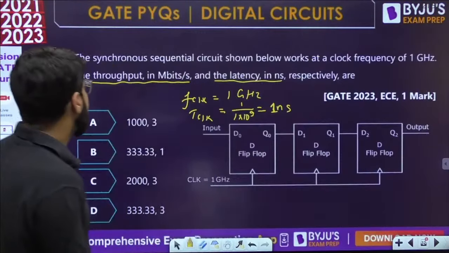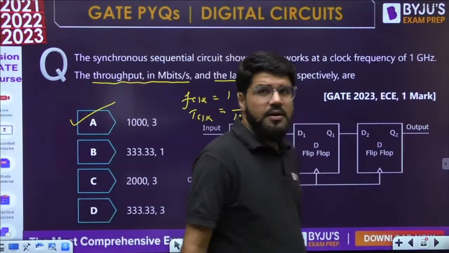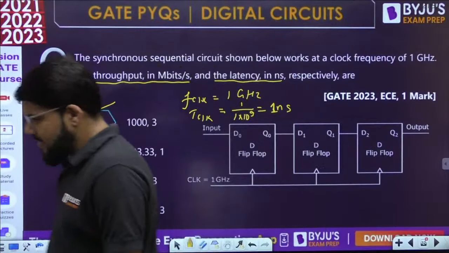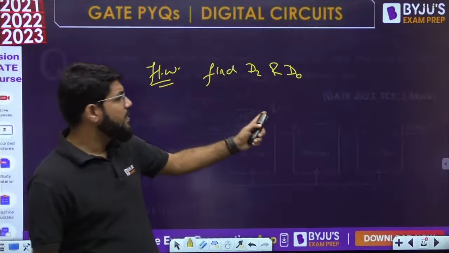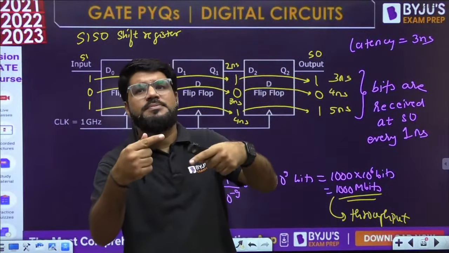I have the throughput of the device as 1000 and the latency is 3, option number A. Throughput of any device is the number of bits passing per second. Of course, only for the first bit, there is a startup effect, it needs 3. But after every 1 nanosecond, 1 bit is passing.